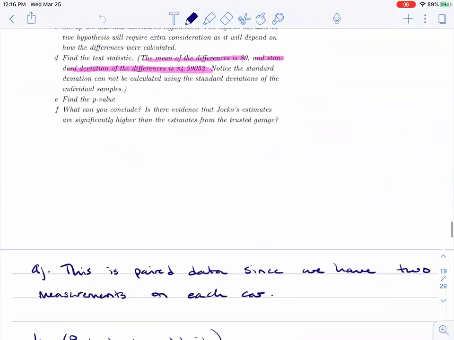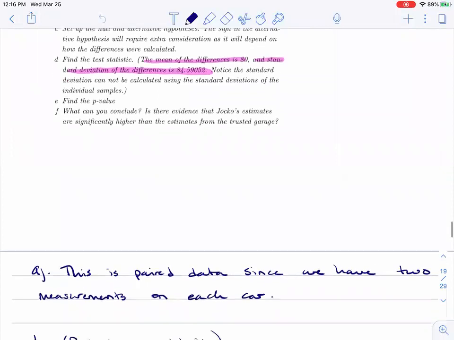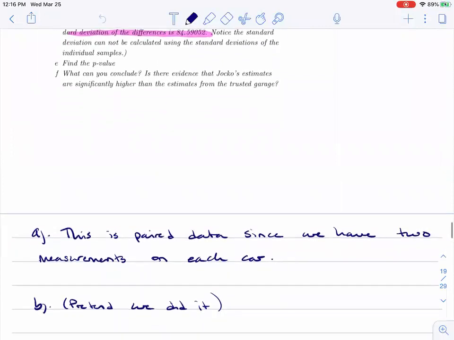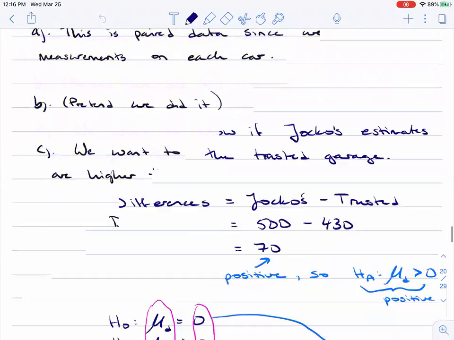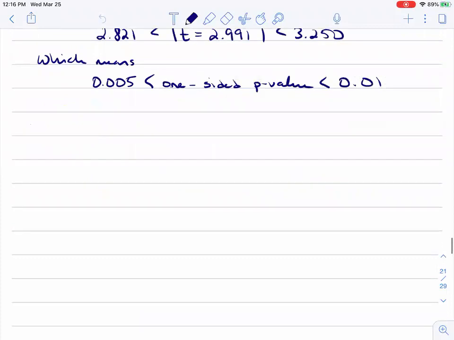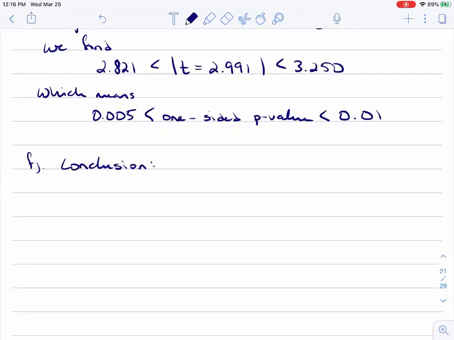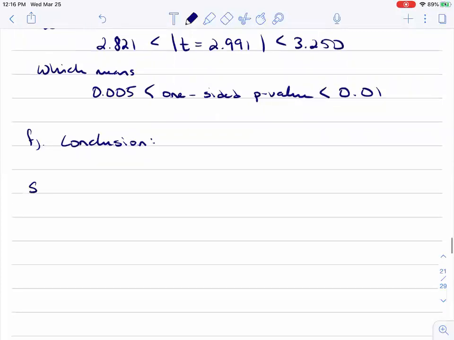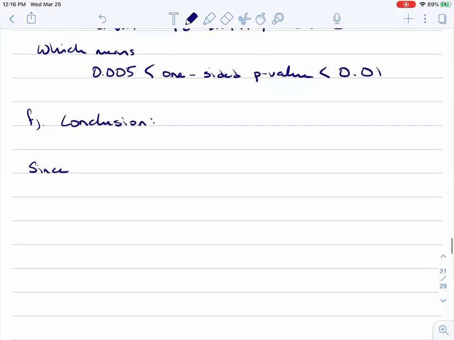So the last part, what can you conclude? So here's our conclusion. Is there evidence that Jocko's estimates are significantly higher than the estimates from the trusted garage? I dare say yes. Our conclusion. Remember, we use the same blurb always, right? And so we say we have to compare our p-value to our alpha level. I don't remember them telling me an alpha level, so I'm just going to use 0.05.